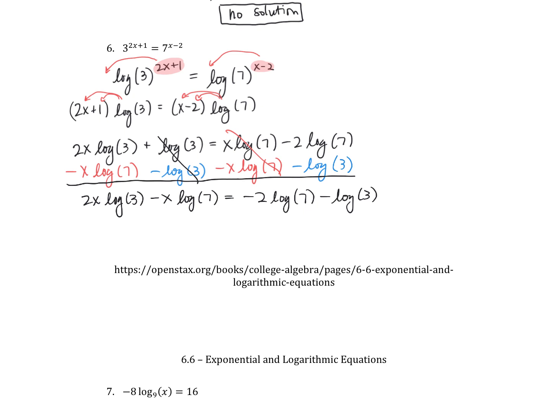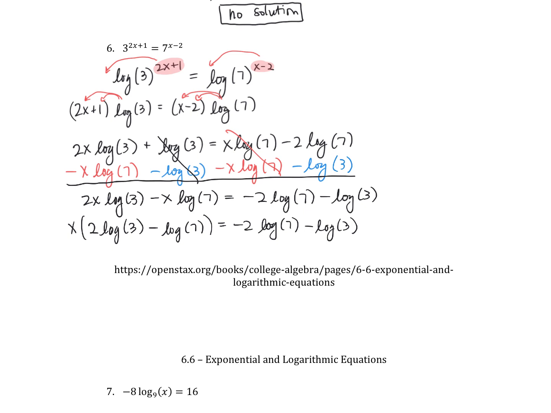So since everything on the left-hand side has an x in it, I can factor that out. And that's what you want to do here. That's why you move everything with an x to the left, so that you can factor it out and get a single x. So if I factor out an x, that means I'm dividing that out. So I'll have 2 log of 3 minus log of 7, because I'm dividing out the x, is equal to negative 2 log of 7 minus log of 3.